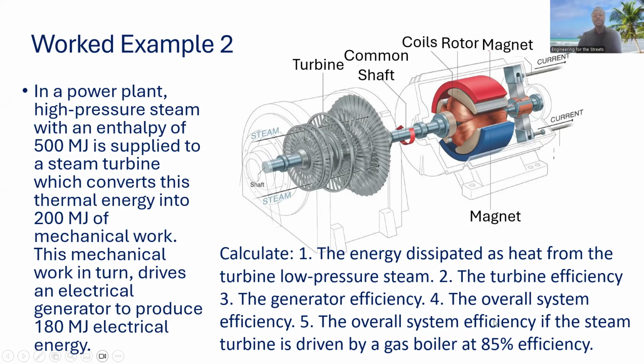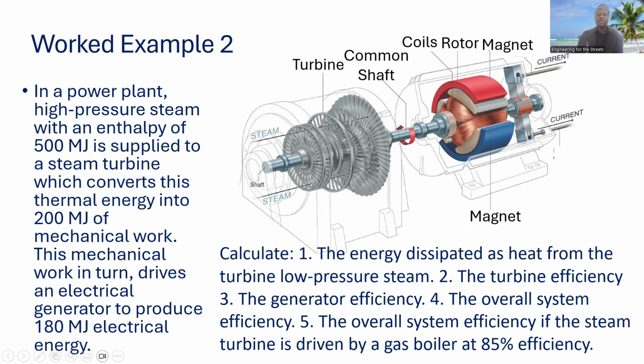Five, the overall system efficiency if the steam turbine is driven by a gas boiler at 85% efficiency. That is, if it gets its primary energy from gas, where there's another component here, which is the gas boiler that receives energy from gas and converts water, liquid water, to steam as a result of the combustion of the gas. So find the overall system efficiency under that condition.